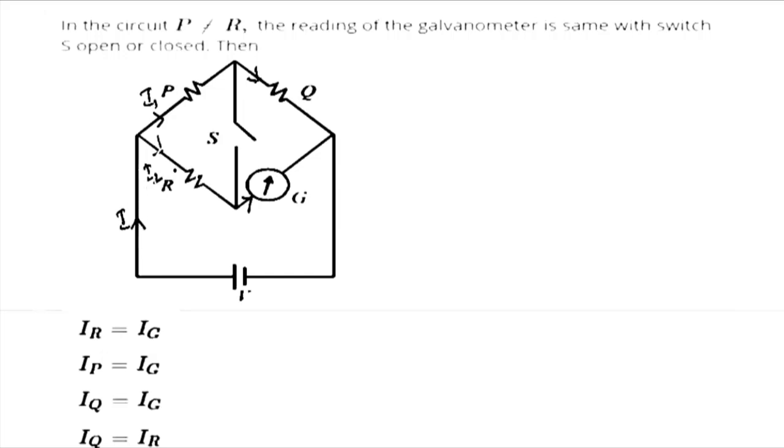As there is no change in the reading of the galvanometer with the switch open or closed, the galvanometer does not show any change. This implies that the bridge is balanced.